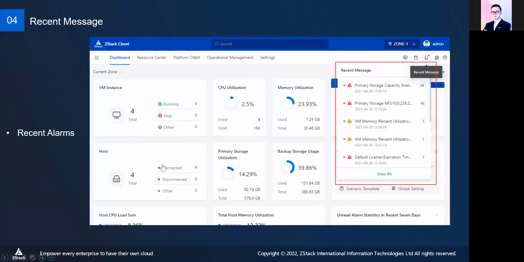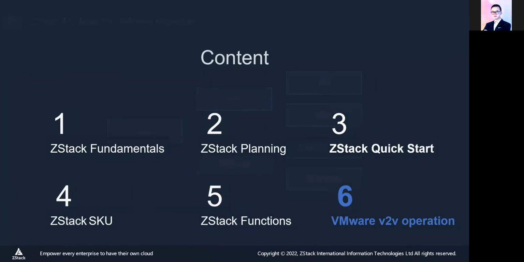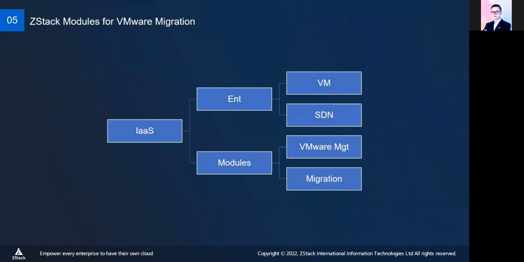Okay, with VMware V2V, we must have these modules. First, we have ZStack Enterprise Edition. Second, we need to buy these two modules. First is the VMware management module, which is used to take over your existing vCenter environment. Then you need to buy our migration module.